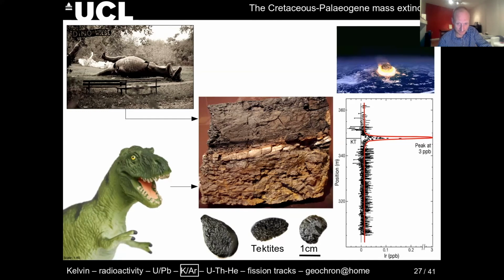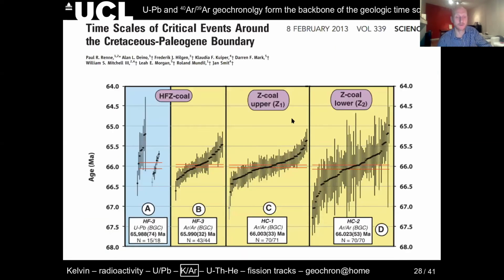These tektites have been dated with the potassium-argon method, and so have ash layers below and above the extinction layer. And that has allowed geochronologists to really pin down the extinction event to 66 million years, plus or minus 30,000 years, which is an amazing precision, a real triumph of high precision geochronology.